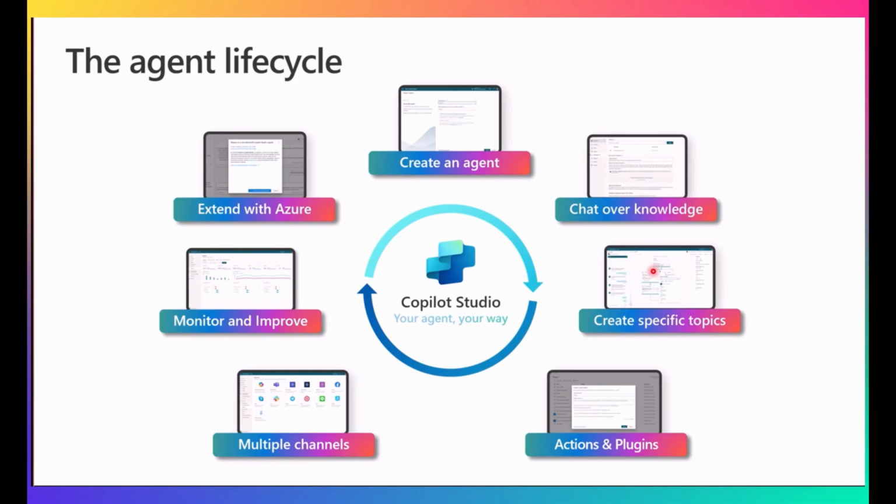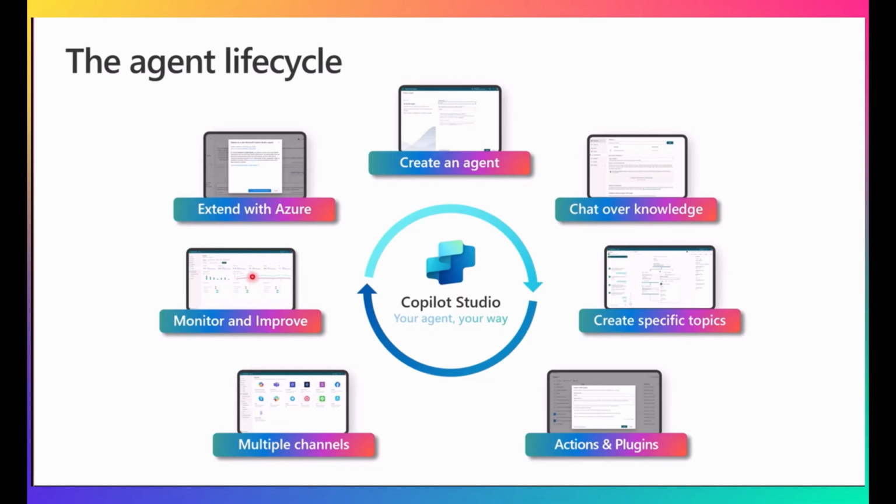Once the base is set, it's time to create a specific topic. This feature allows you to craft conversational flows for a specific scenario, ensuring that the agent can handle detailed and specialized interactions seamlessly. Actions and plugins come into play when your agent needs to interact with an external system, whether it's fetching data from a web service or triggering a workflow in other applications. Plugins empower your agent with dynamic capabilities. With Copilot Studio, you can deploy your agent across multiple channels like Microsoft Teams, Slack, web apps, and much more, ensuring your users can interact with it wherever they are.